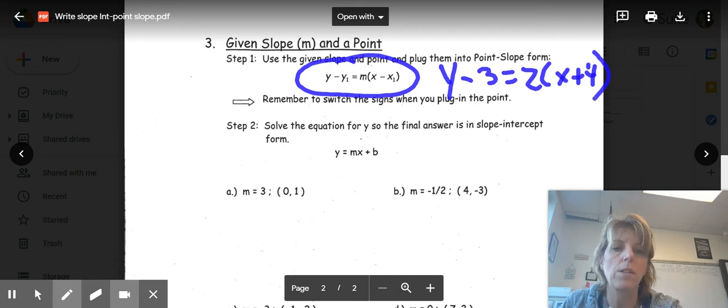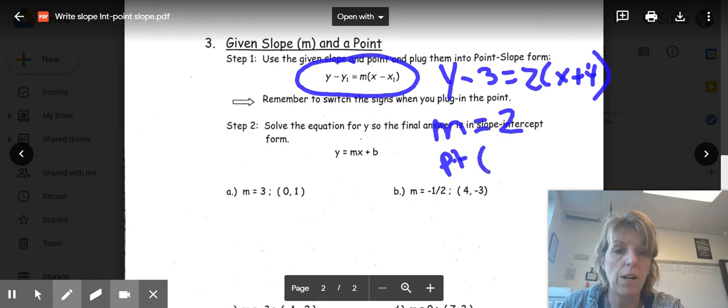form. And from point-slope form, we can find the slope. In this case, it would be 2. And we can find a point. It's just a point somewhere on the line. We can find a point where we're going to flip-flip. So the positive 4 becomes negative 4, and then negative 3 becomes positive 3.